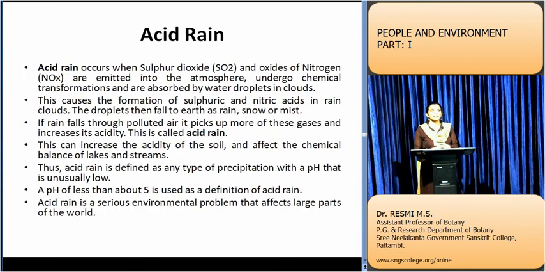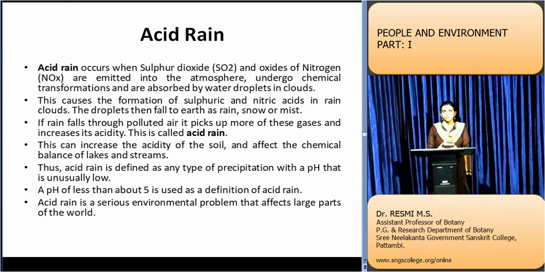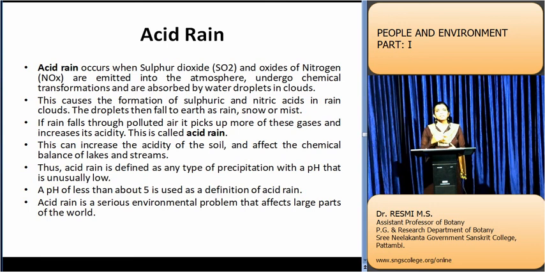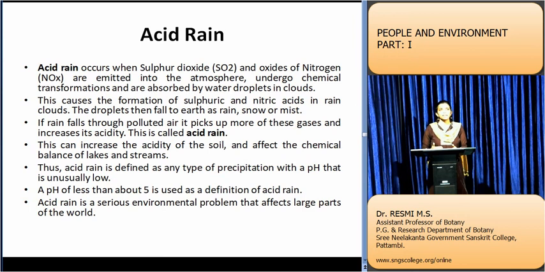Not only that, acid rain is also a major concern apart from the ozone hole, greenhouse effect and global warming. Acid rain, which I mentioned in earlier slides, is caused mainly by sulfur dioxide and oxides of nitrogen, which are emitted into the atmosphere, undergo certain chemical transformations and are absorbed by water droplets present in the clouds. This causes the formation of sulfuric acid and nitric acid in rain clouds, and these droplets fall to the earth as rain, snow or mist and increase the acidity of our soil.